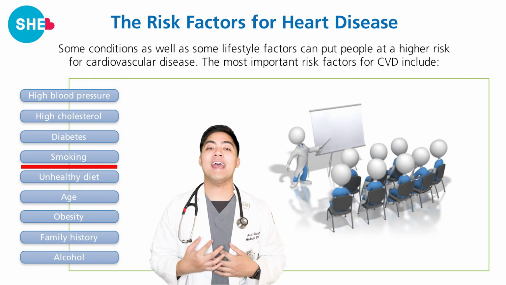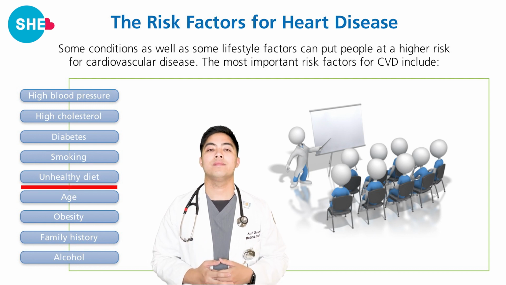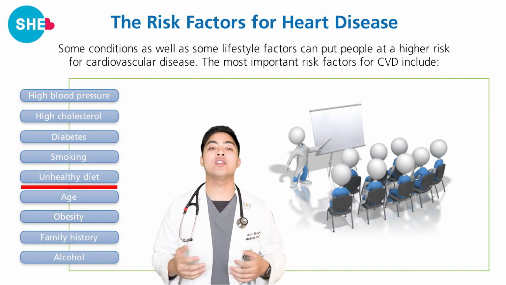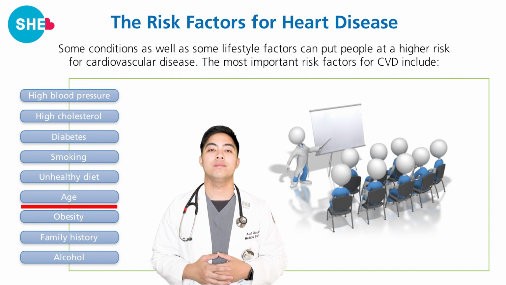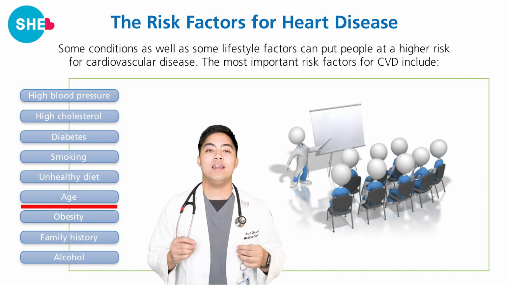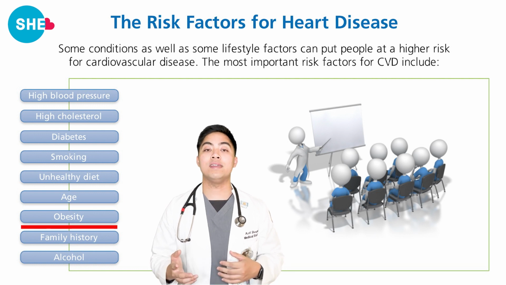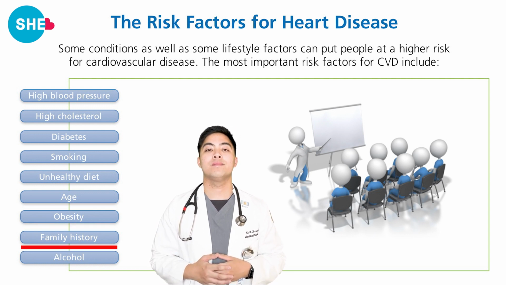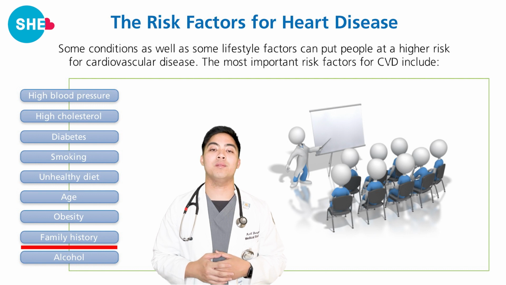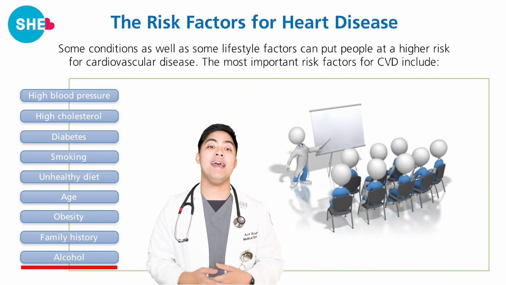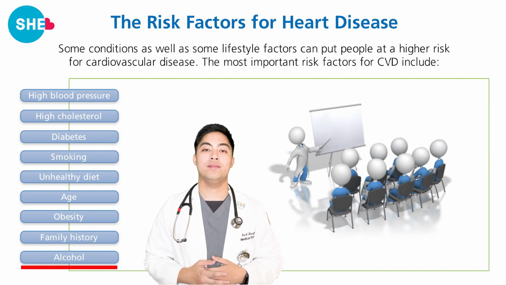Smoking harms both the heart and the lungs. A diet high in salt, fat, sugar, and cholesterol can also increase your risk. Getting old increases the risk of narrow and damaged arteries, and a weakened or thickened heart muscle. Obesity increases other risk factors. A family history of heart disease increases your risks, especially if a parent developed it at a young age. Drinking too much can increase your blood pressure and triglycerides, which are a form of cholesterol.